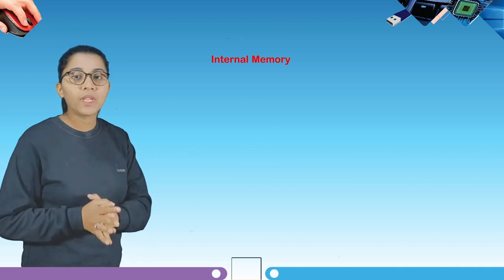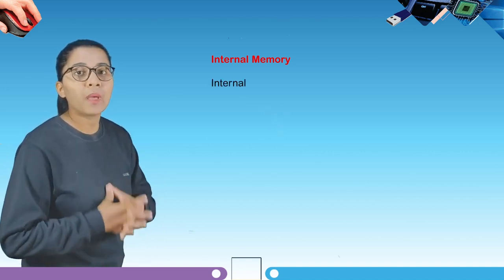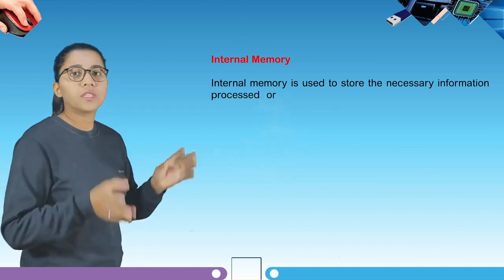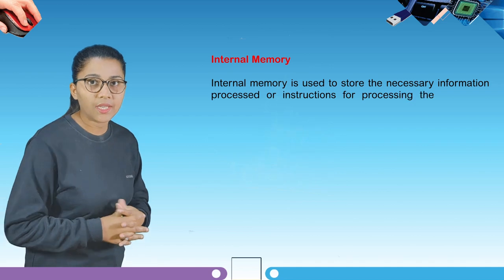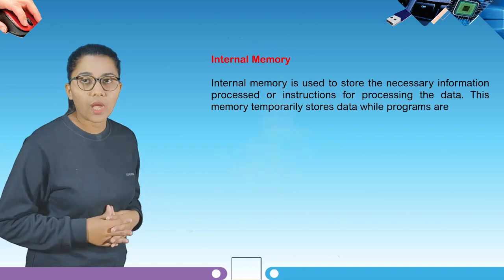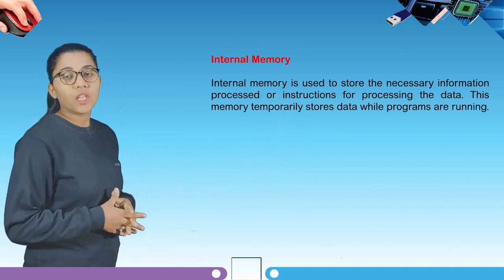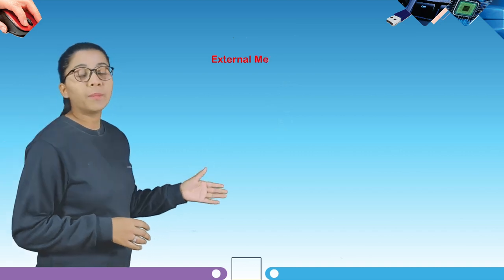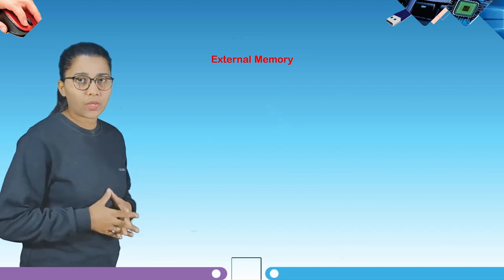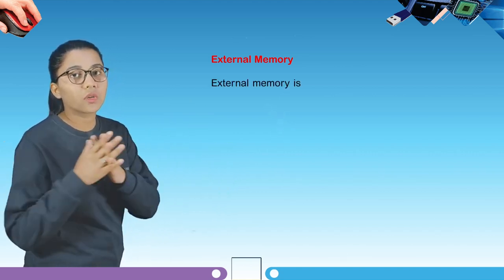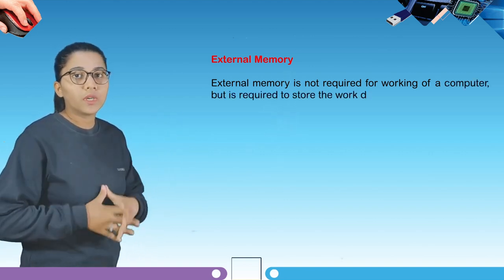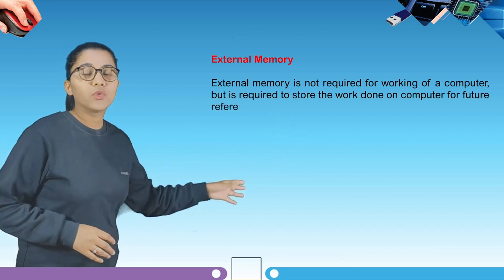What is internal memory in a computer? Internal memory is used to store the necessary information processed or instructions for processing the data. This memory temporarily stores data while programs are running. Now students, we are going to learn about external memory in detail. What is an external memory in a computer? Let's learn about it. External memory is not required for working of a computer, but it is required to store work done on computer for future references.